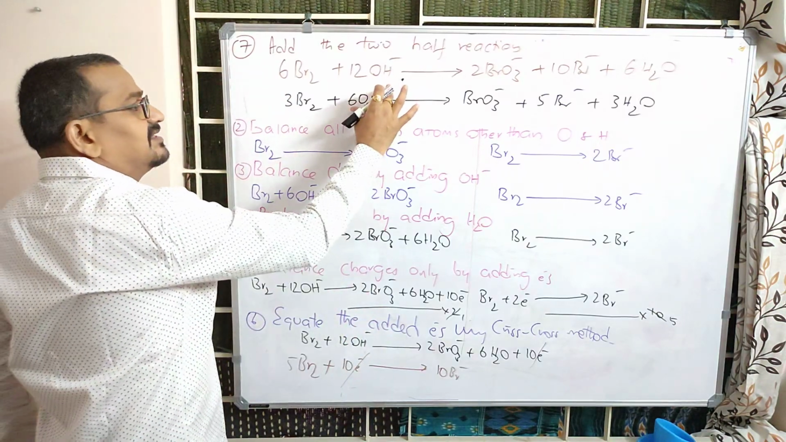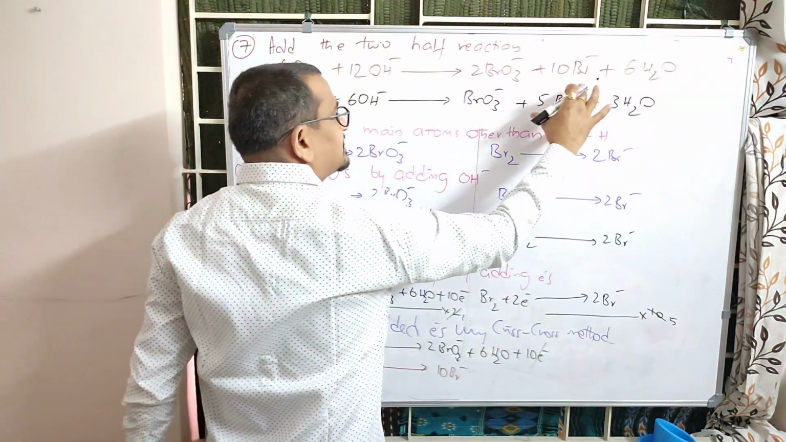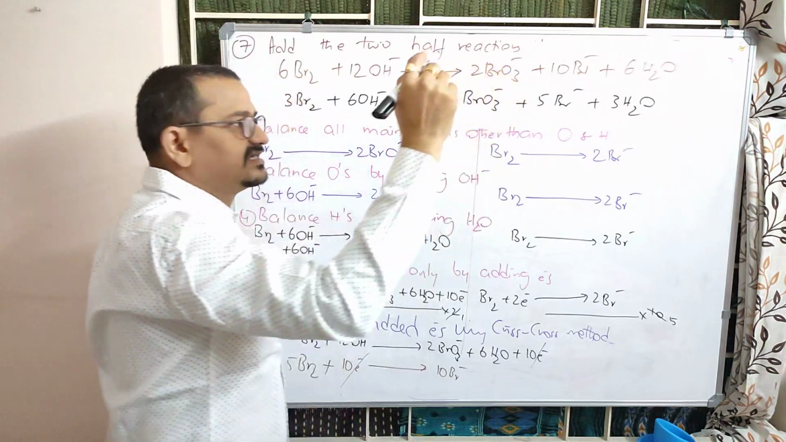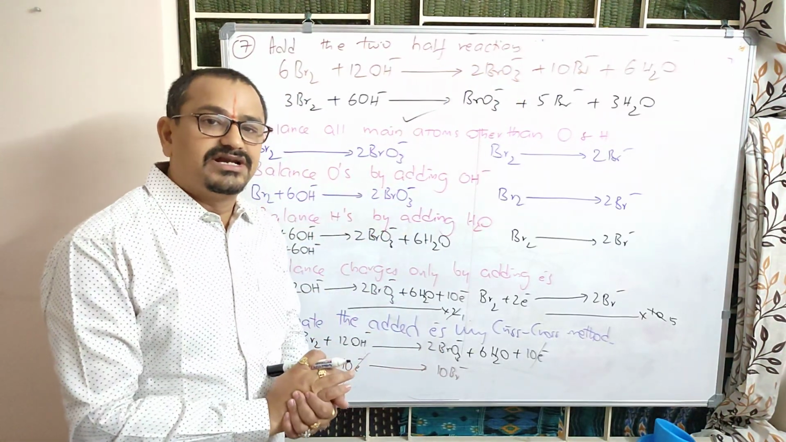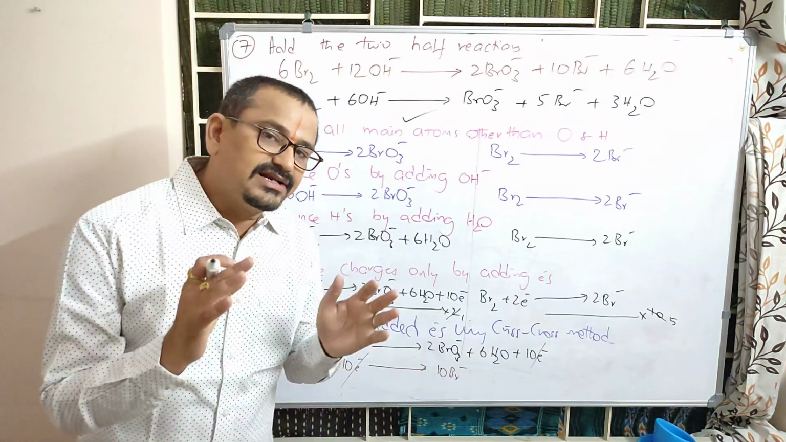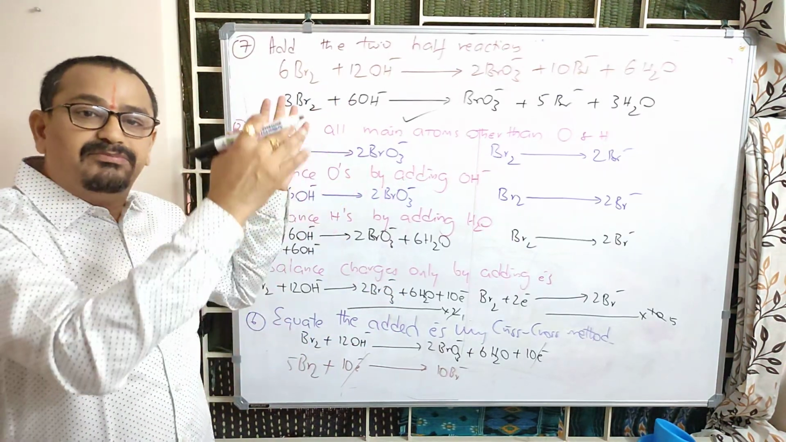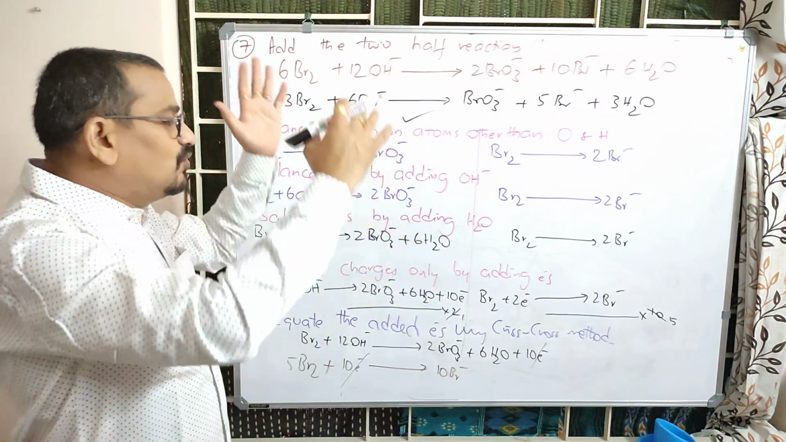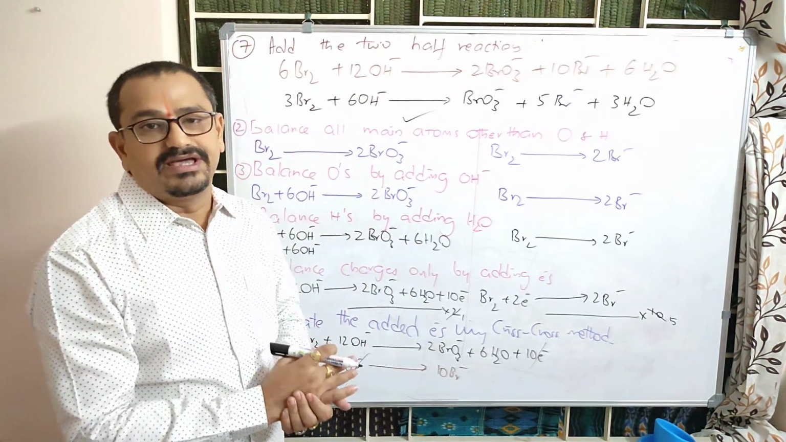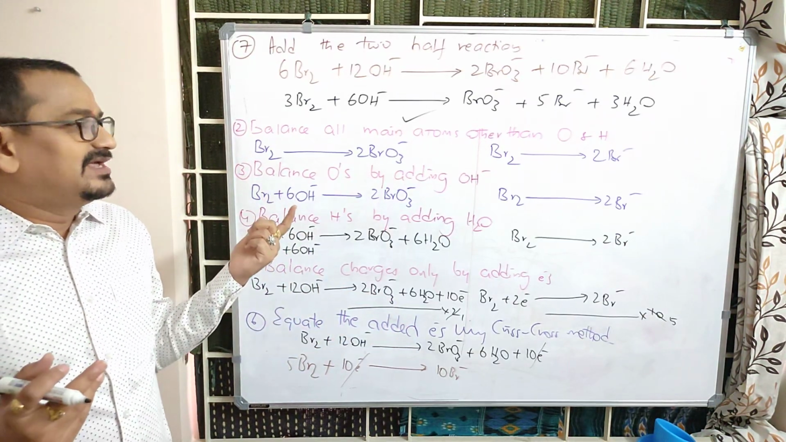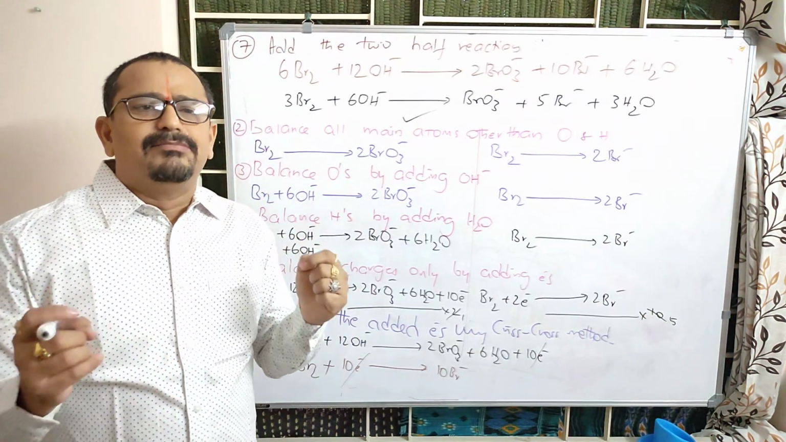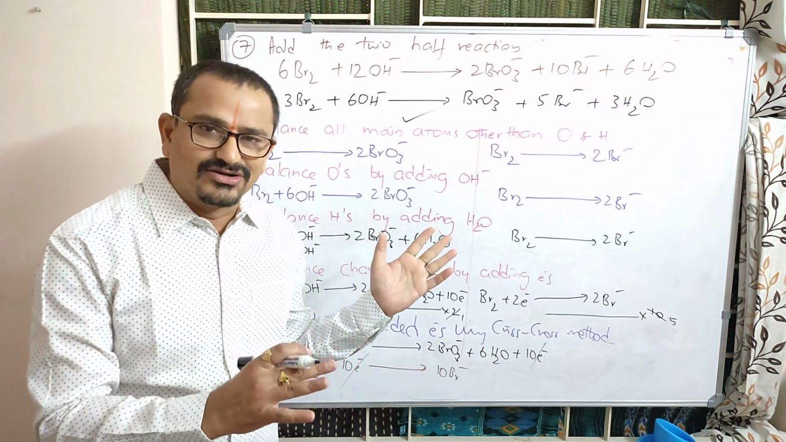Next, charges. These are 6 minus charges, 1 plus 5, 6 minus charges. Everything is balanced. This is how to balance the redox reaction in basic medium. As I said earlier, this is a PU concept. This method is only for PU. But for competitive exams, as I told you earlier, we can solve the same question in maximum 20 seconds. I'll give the technique also.